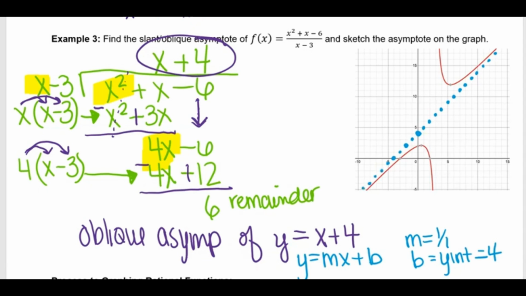And notice that our graph gets closer and closer to this oblique asymptote. And I can connect it with some lines. And then, of course, since we're going to be practicing graphing, go ahead and label this. This is y equal to x plus 4, our slant or oblique asymptote. Remember, with our asymptotes, our graph will get as close as it can without crossing.